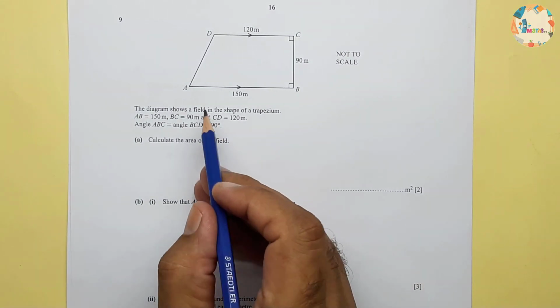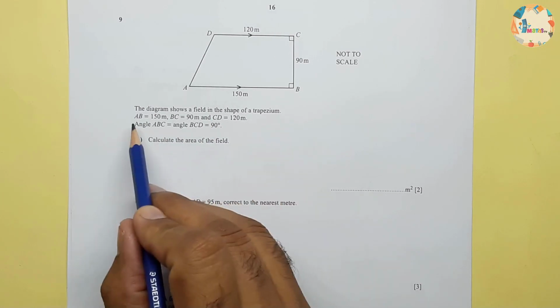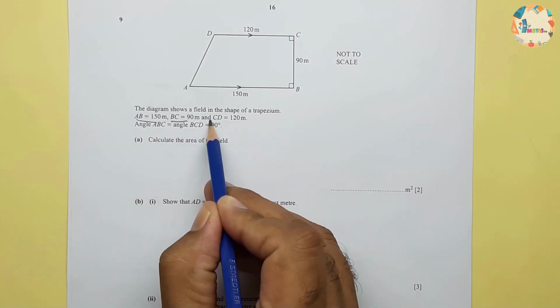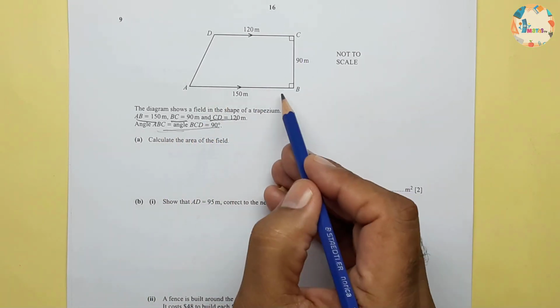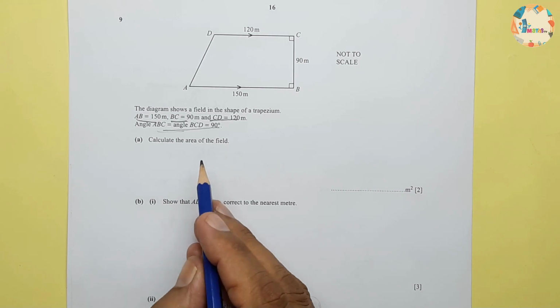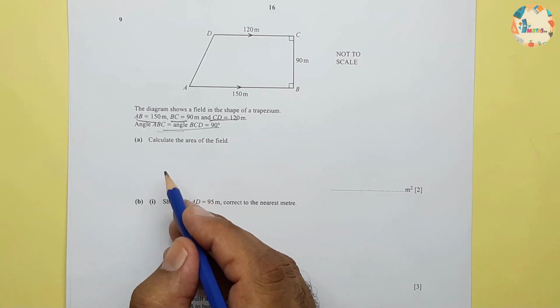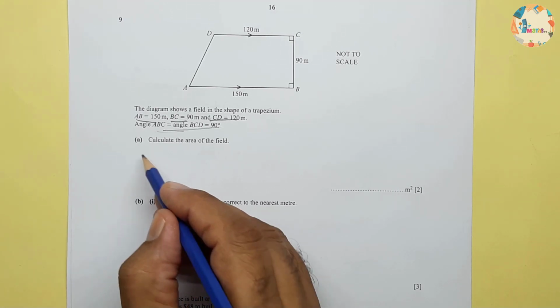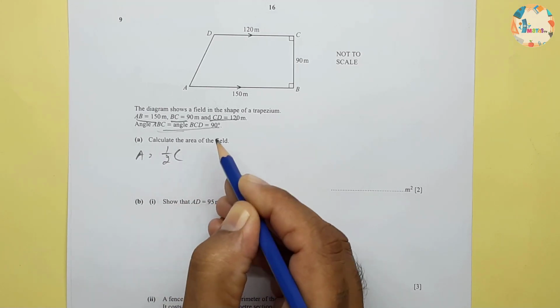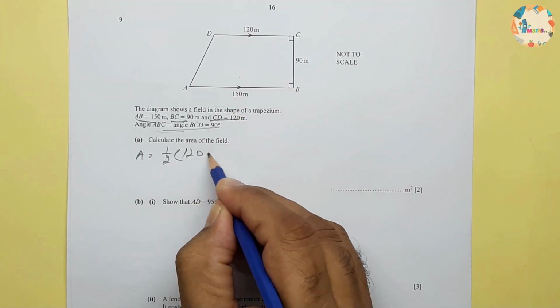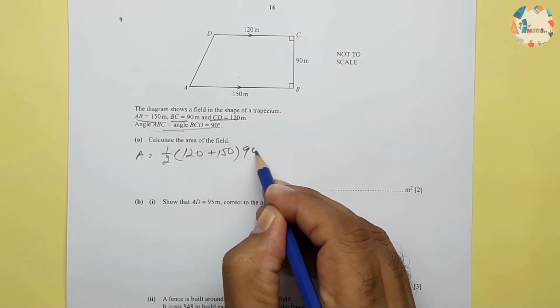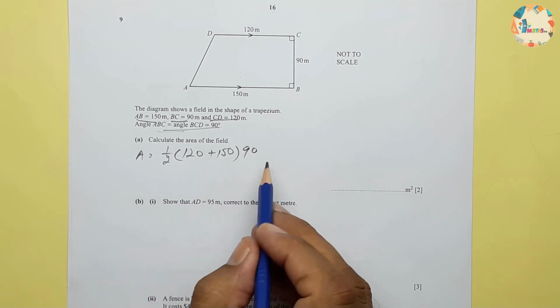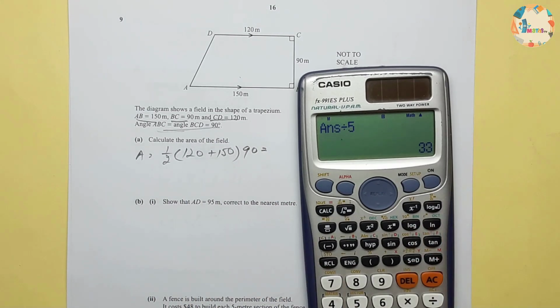So 9. The diagram shows a field in the shape of a trapezium. A, B, C, D values are given, and these two angles are 90 degrees. Using these two 90-degree indications, we can calculate the area of the field. So for the area of the field, we will be using the trapezium formula, which is area is equal to 1 by 2 into A plus B, which is 120 plus 150, the addition of the parallel sides, multiplied by the height, which is the perpendicular height, 90 centimeters, not degrees.